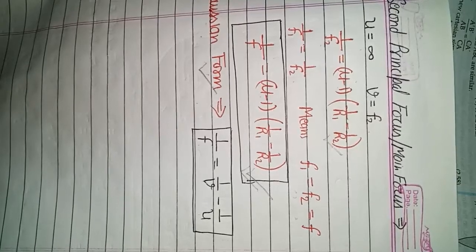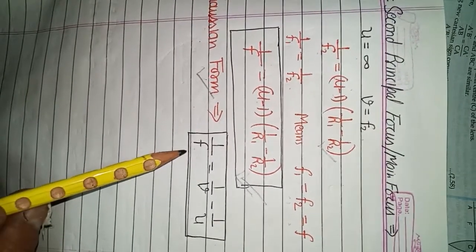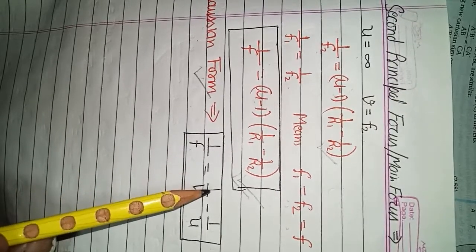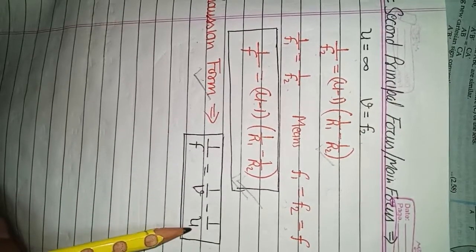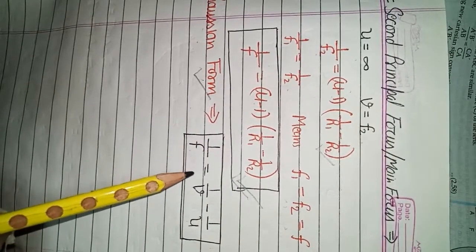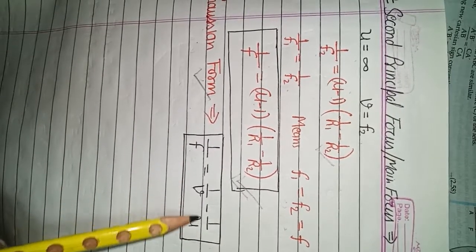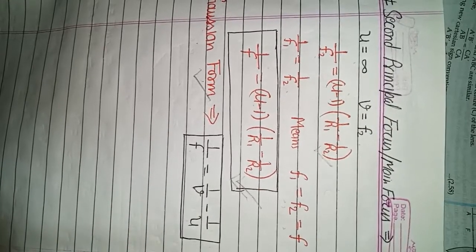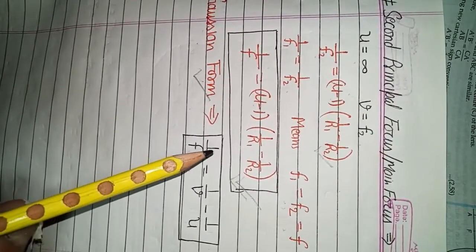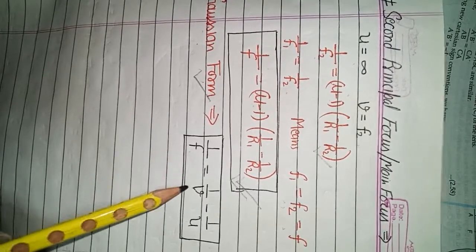Morning, dear student. Yesterday I taught you the Gaussian form of the lens formula, that is 1 upon f is equal to 1 upon v minus 1 upon u, while for the mirror the formula is 1 upon f is equal to 1 upon v plus 1 upon u. This was the difference between the mirror formula and the lens formula. But at the same time, this is the relationship between f, v and u.